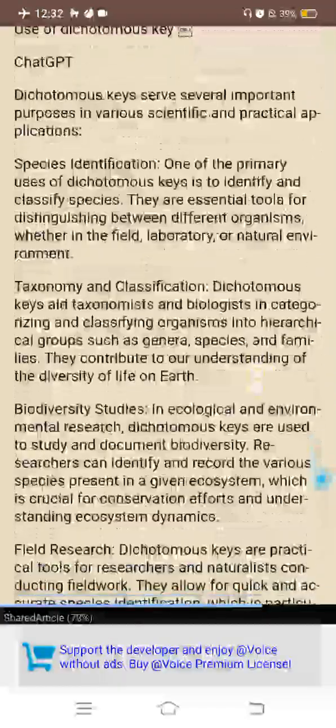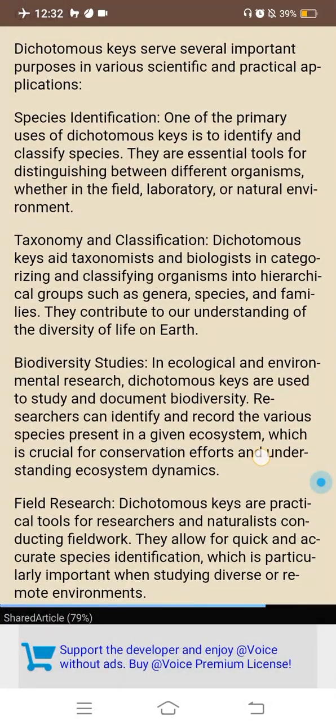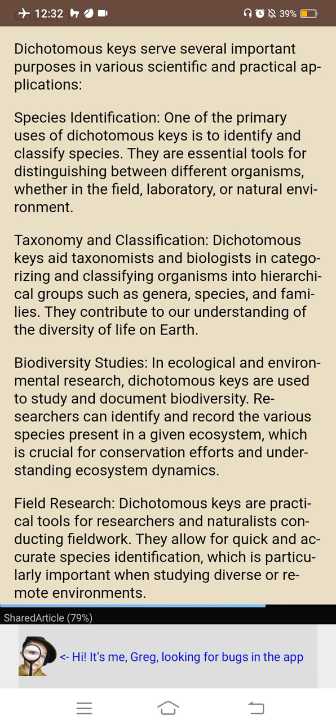And use of dichotomous key. Dichotomous keys serve several important purposes in various scientific and practical applications. For example, in species identification, one of the primary uses of dichotomous key is to identify and classify species. They are essential tools for distinguishing between different organisms, whether in the field, laboratory, or natural environment.